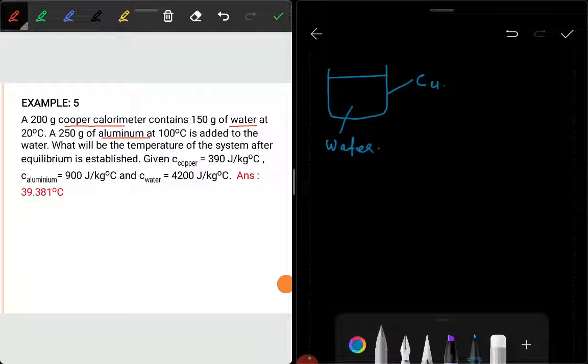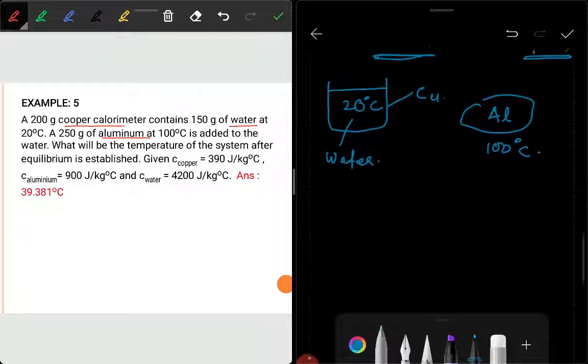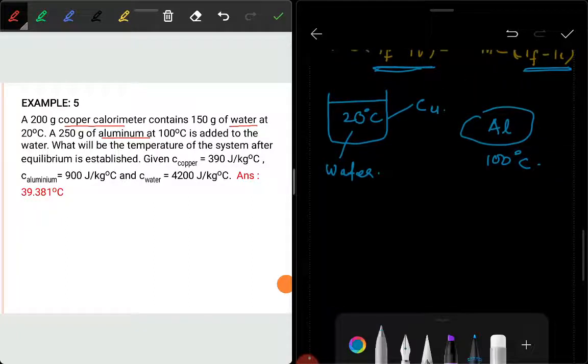So what is the initial temperature of copper and water? 20 Celsius degree. This is the initial temperature for the copper calorimeter and water. And then another substance, aluminium, at 100 Celsius degree. So the initial temperature of the aluminium is 100 Celsius degree. Here is the block of aluminium. This block of aluminium is put inside the copper calorimeter.